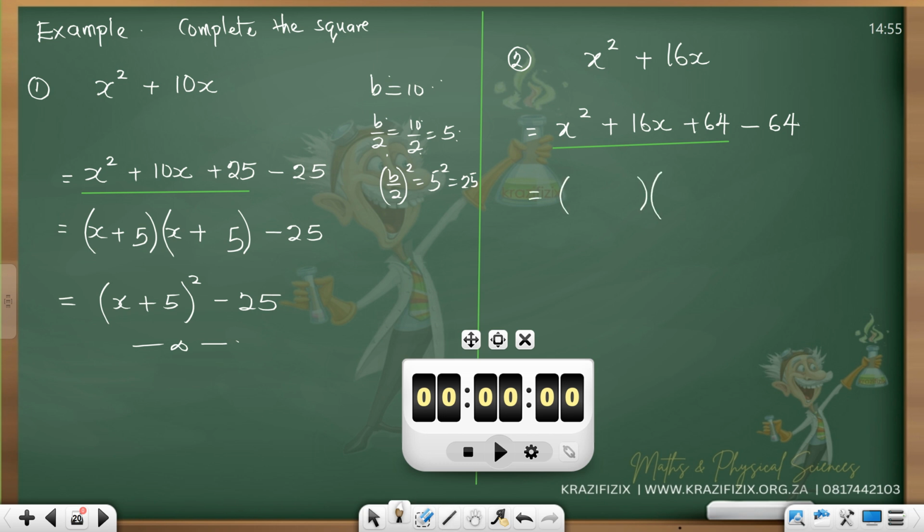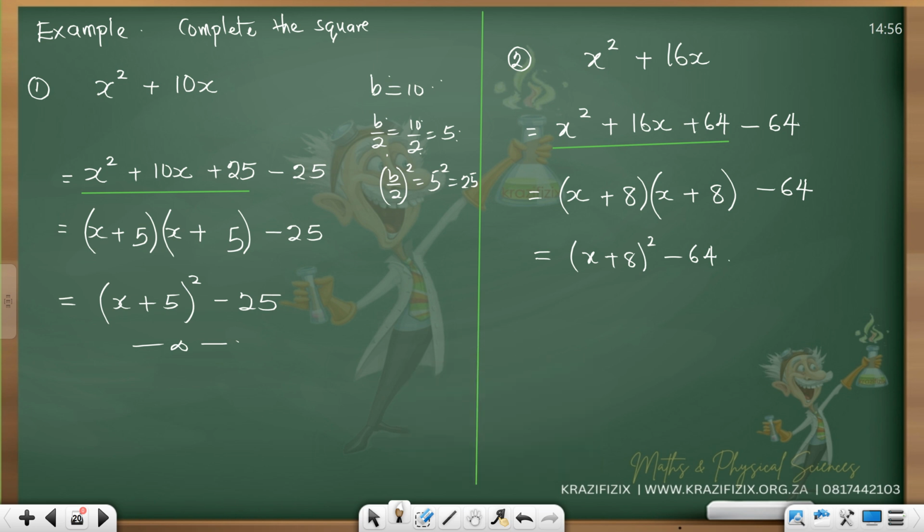Why is it a perfect square? Check, I am dropping my 64. Remember, 16 divided by 2 is 8. That's the 8 here. So what do I have? X plus 8 squared minus 64. Talk to me. Is that what you got?